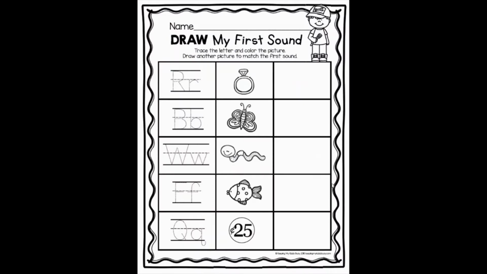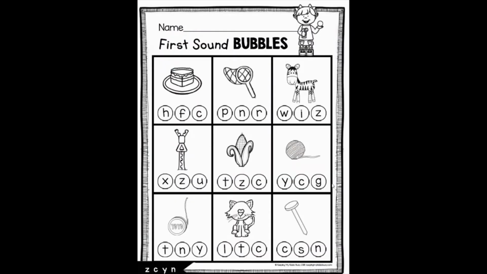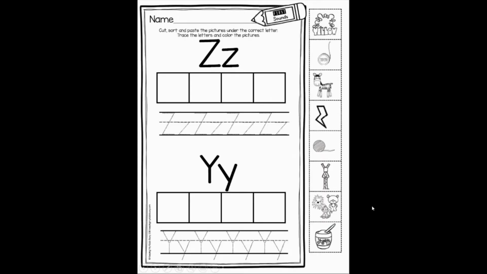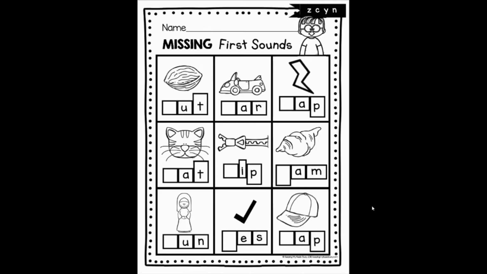And in phonics, we're reviewing, and then we have Z, C, Y, and N. This week, there's a couple of tricky pictures, so I'm going to tell you what they are. This is Zap. This picture right here really stumped me for a while. It's a yam, and then we have a check mark for yes. If you forget those, if you go to the missing first sound, it is a lot easier to figure out what the words are.